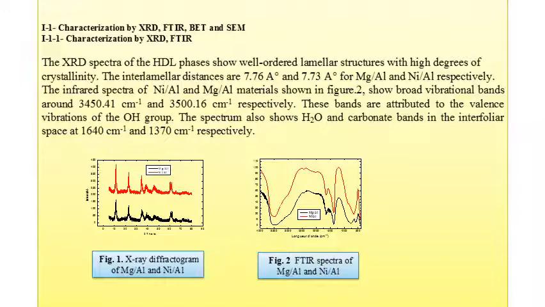The infrared spectra of NiAl and MgAl materials, shown in figure 2, show broad vibration bands around 3,415.41 cm-1 and 3,400.16 cm-1 respectively. These bands are attributed to the valence vibration of the OH groups.